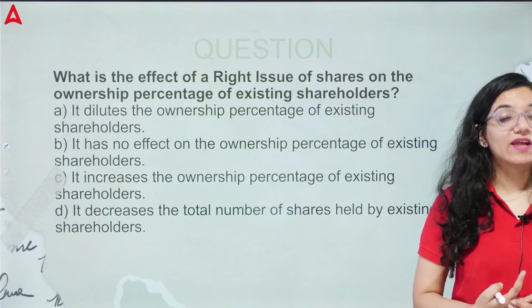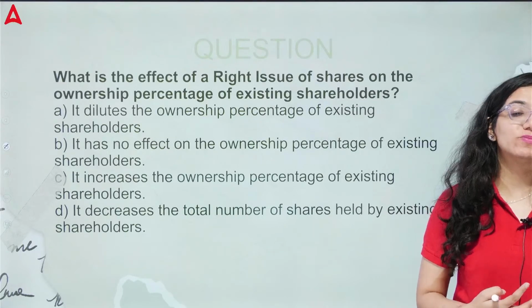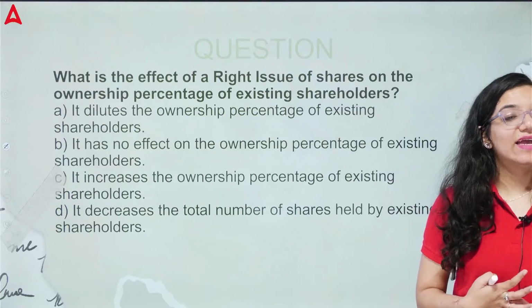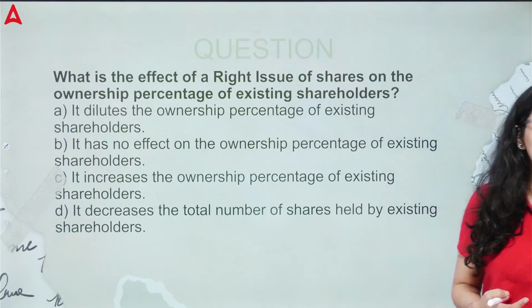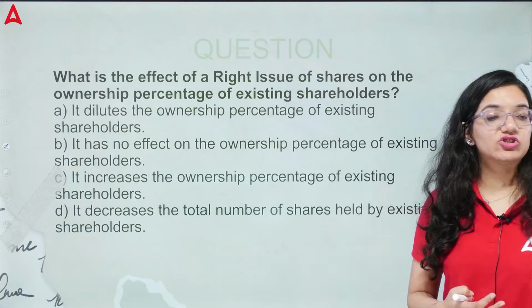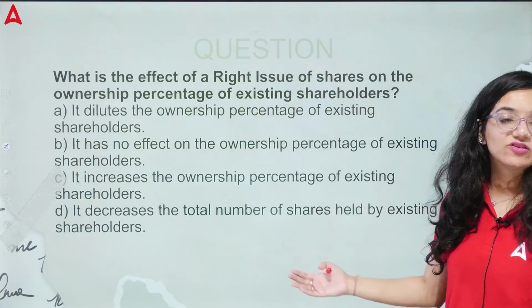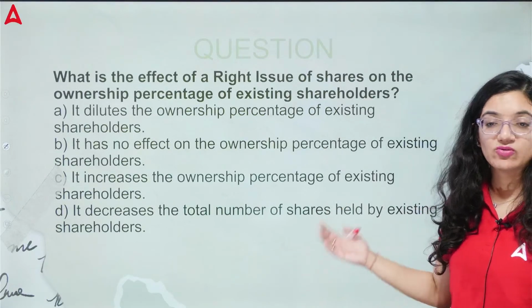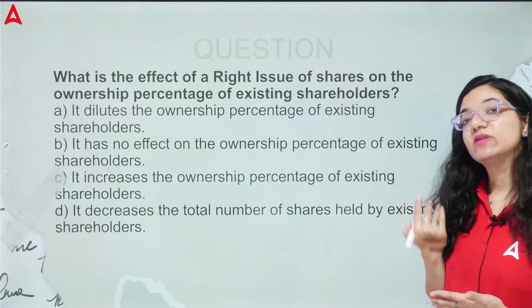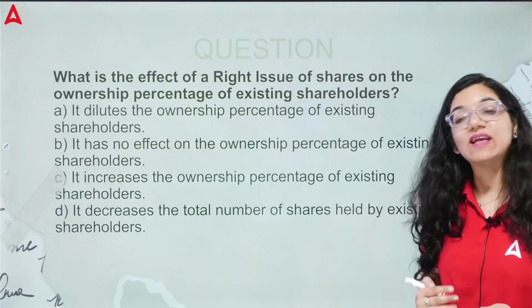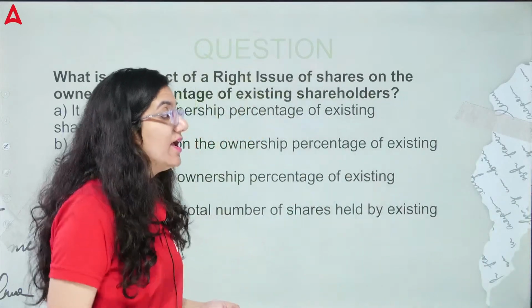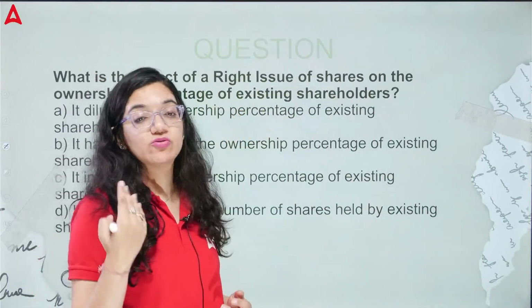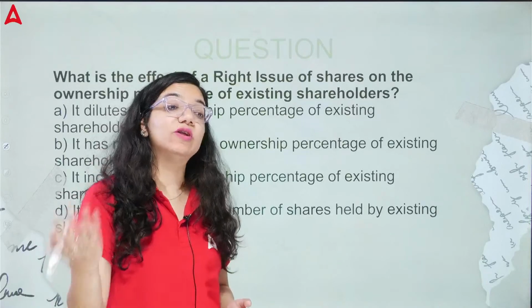What is the effect of the right issue of shares on the ownership percentage of existing shareholders? It dilutes the ownership percentage of existing shareholders. It has no effect on the ownership. It increases the ownership percentage of existing shareholders. It decreases the total number of shares held by existing shareholders. This is done to give shares to the people who are already existing in this organization. They already have good shares in the organization, and we are saying that before issuing to the public, we would like to offer you more shares.